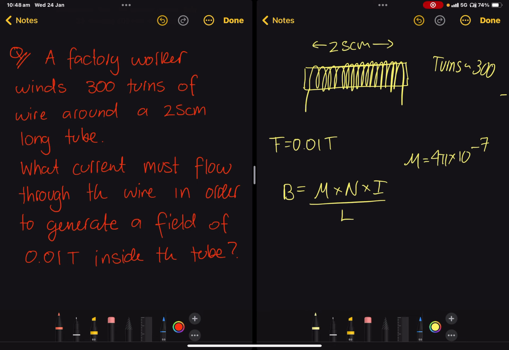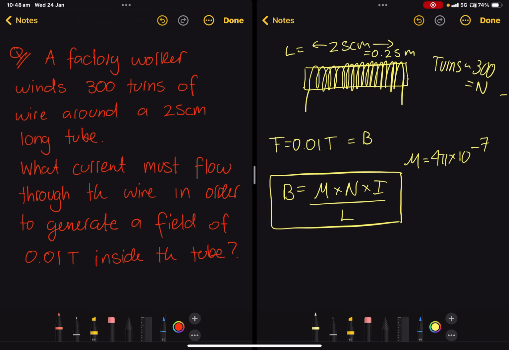Now we know most of the values in this formula. We know that B has to be equal to 0.01. We know N is equal to 300. We know L is equal to 25 centimeters, which in meters will be 0.25 meters. The only thing we don't know is I, and that's the current, right? So that's what we need to find.